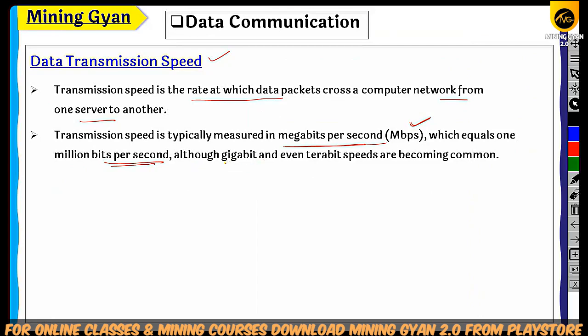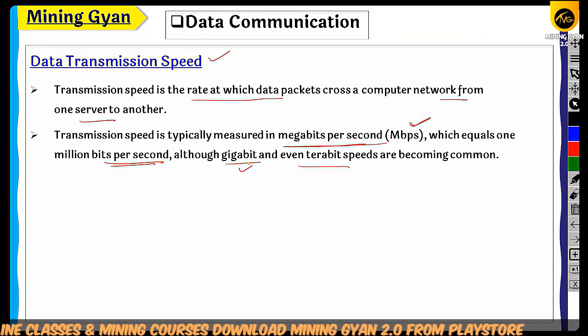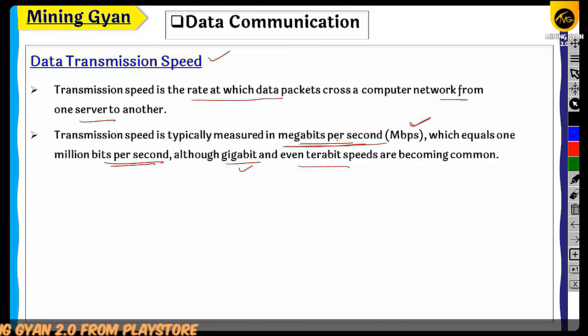Although gigabit and even terabit speeds are becoming common, nowadays the speeds of data transmission increase rapidly day by day. So gigabits and terabits are also available, but the commonly used unit is megabits per second. So the unit of transmission speed is measured in megabits per second, Mbps.